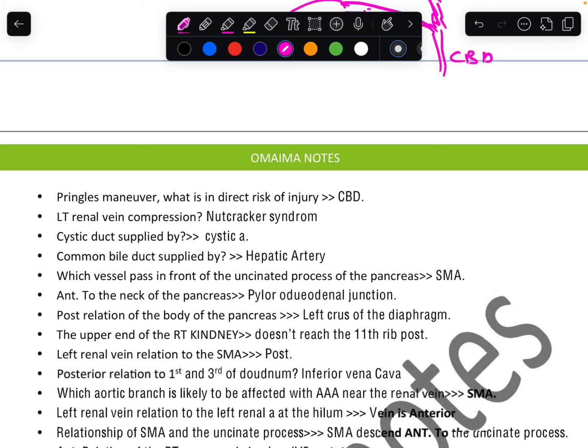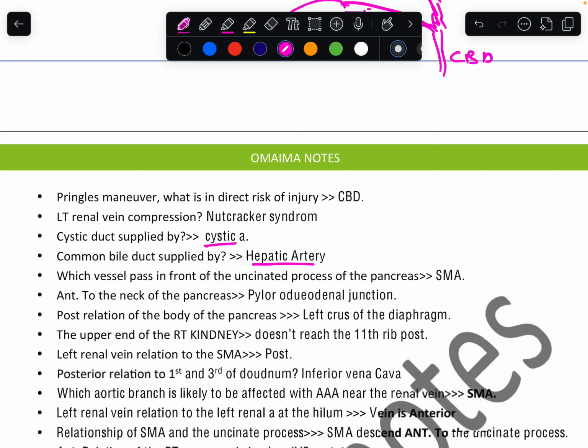Pringle maneuver, who is at direct risk of injury? Left renal vein compresses, nutcracker syndrome. This is left renal vein compression. Superior mesenteric artery compresses it. Cystic duct supplied by cystic artery. Common bile duct supplied by hepatic artery.